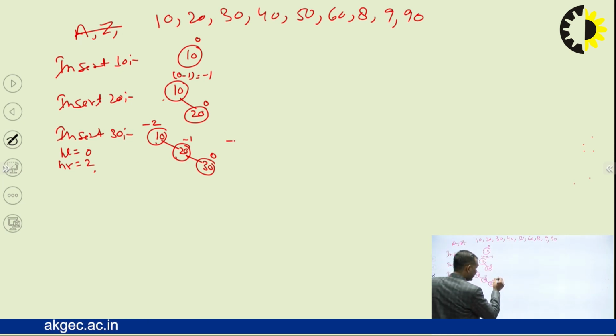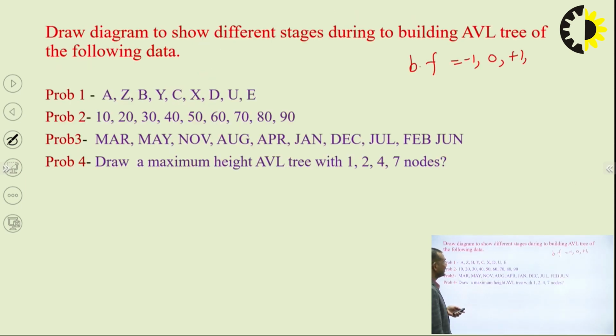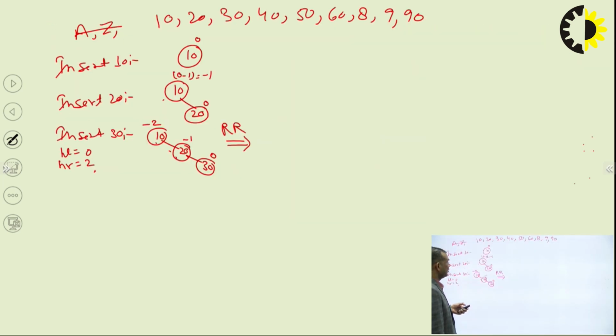So how can we find out which rotation we have to apply? Which node has the changed balance factor? That is 10, and the node we inserted is 30. 10's right, then its right, means here the Right Right rotation has come. And what does the Right Right rotation say? We have to rotate a single time, and rotate in the left side. Which node's balance factor changed? This one, so I have to rotate it into the left side.